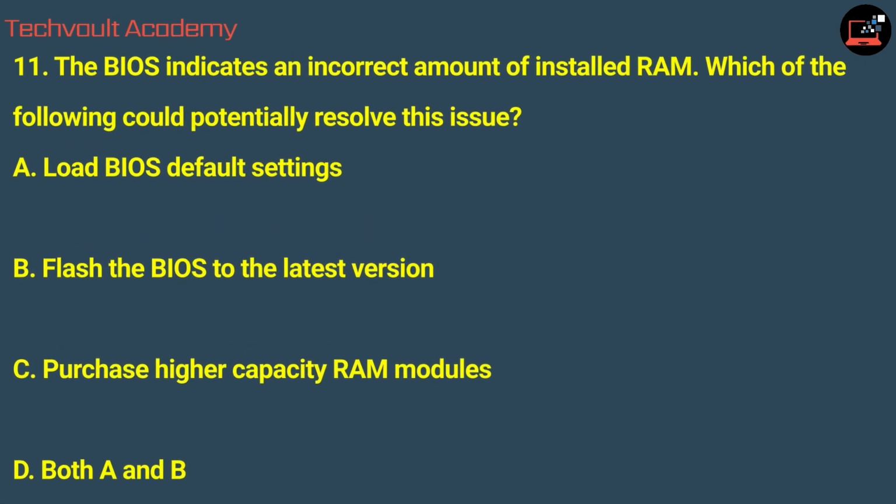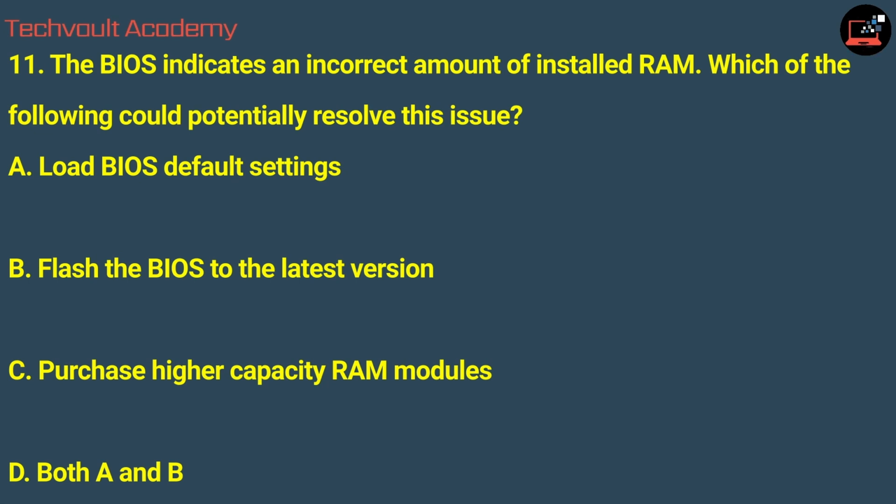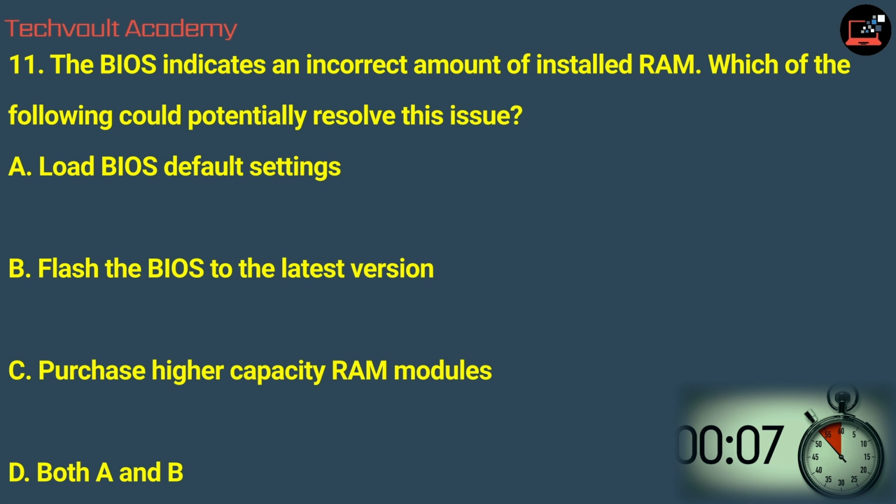11. The BIOS indicates an incorrect amount of installed RAM. Which of the following could potentially resolve this issue? A. Load BIOS default settings. B. Flash the BIOS to the latest version. C. Purchase higher capacity RAM modules. D. Both A and B.